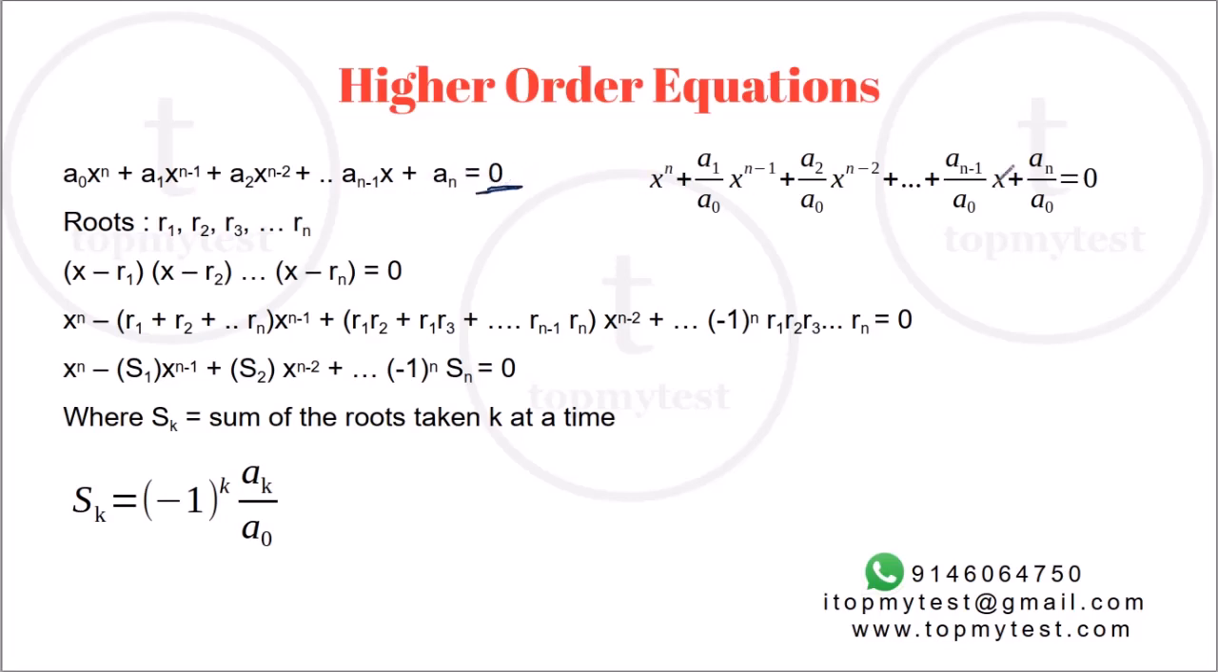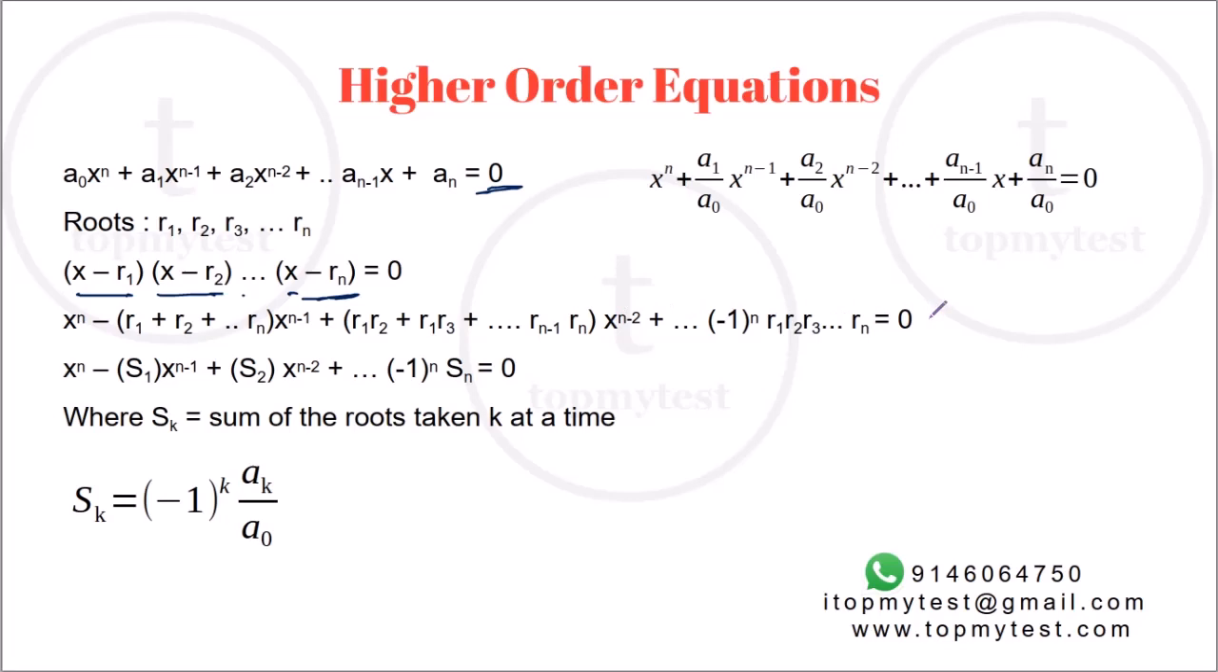I can rewrite it by dividing by a0. Why? Because since it's an equation of the order n, a0 cannot be equal to 0. So I can safely divide by a0 throughout, just as we did for the quadratic equation. Now it will have n roots, so I can represent it in the form x minus r1 into x minus r2, and so on till x minus rn. Some of the roots might be repeated roots, some might be complex roots, but we are not interested in that. We are just interested in representing this in this format.